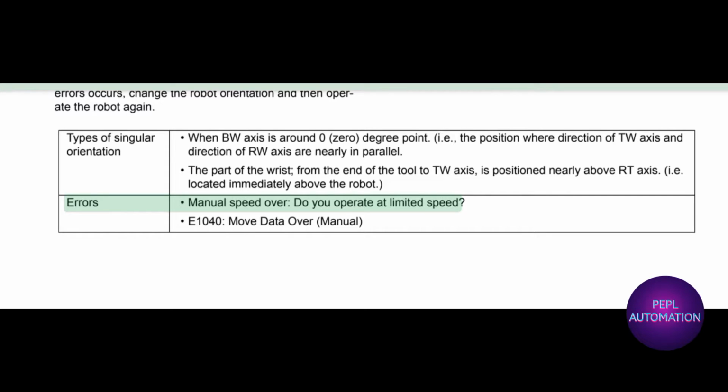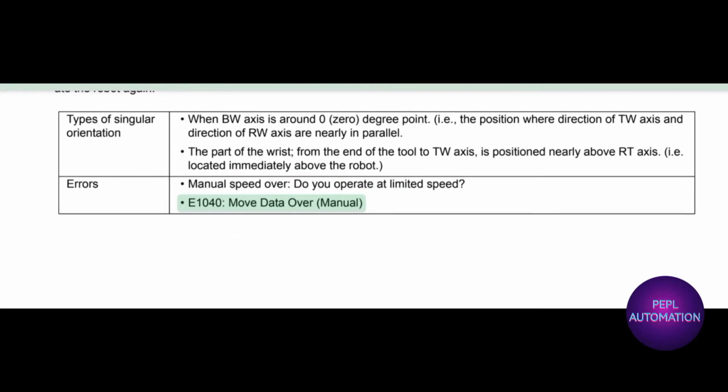Errors: manual speed over, do you operate at limited speed? E1040, move data over, manual. Errors and alarms.